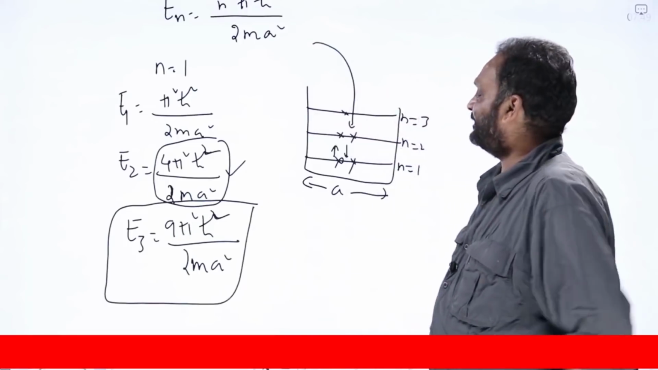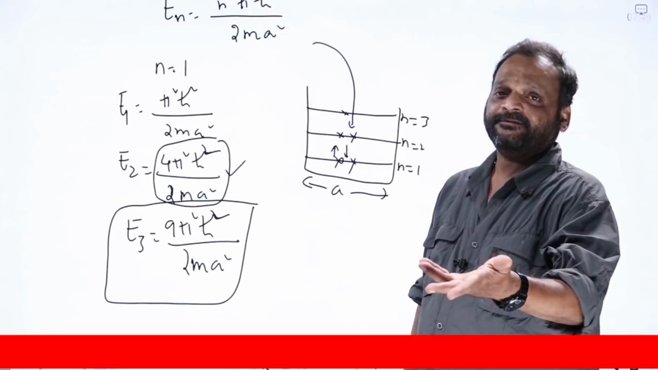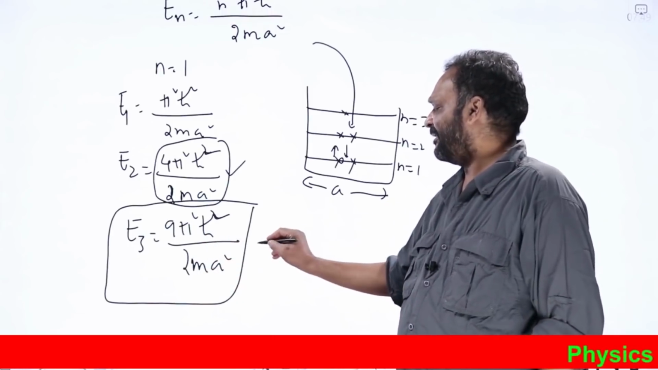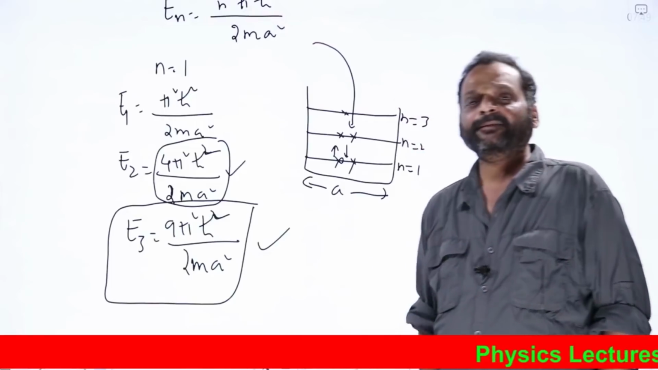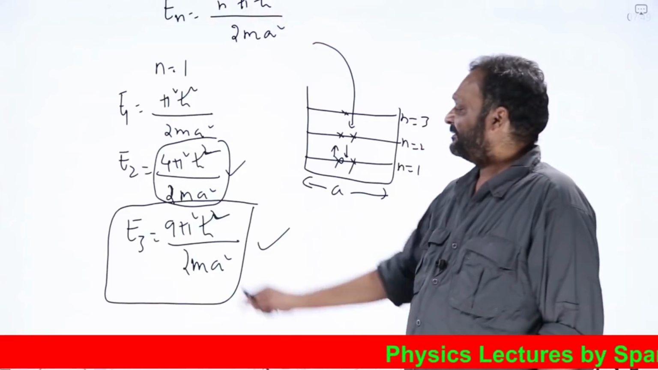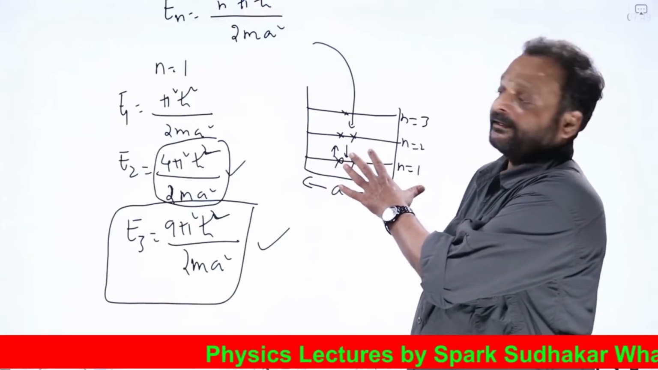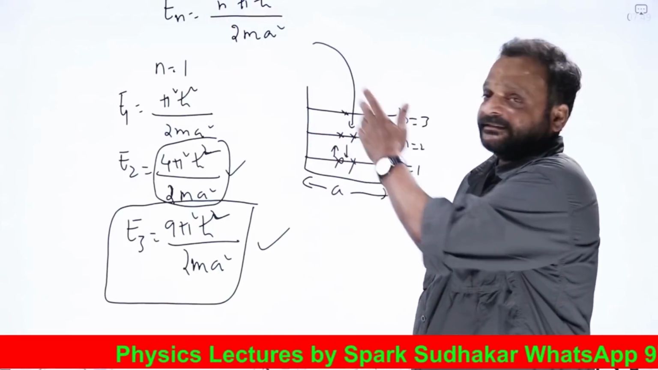Okay, he is asking what is the maximum energy of the particle. The maximum energy of the particle is 9 pi square h bar square by 2m a square. That option is also there in the paper. So the answer is simply 9 pi square h bar square by 2m a square. This is one problem. If it has come in the exam, you'll answer and move on.